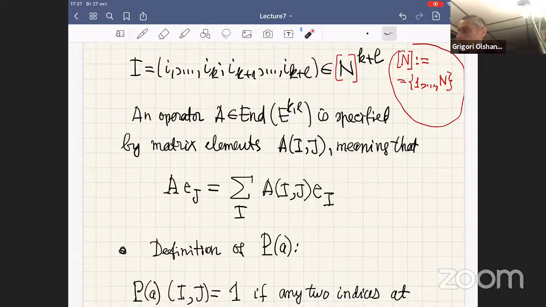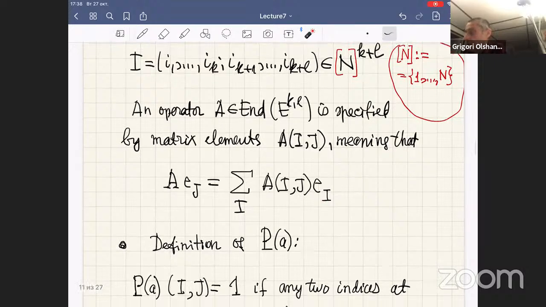Sorry, there is something wrong here. So this means that the basis element number J is sent to a linear combination. No, sorry, it's okay, excuse me. This element is sent into a linear combination of our basis elements with these coefficients.